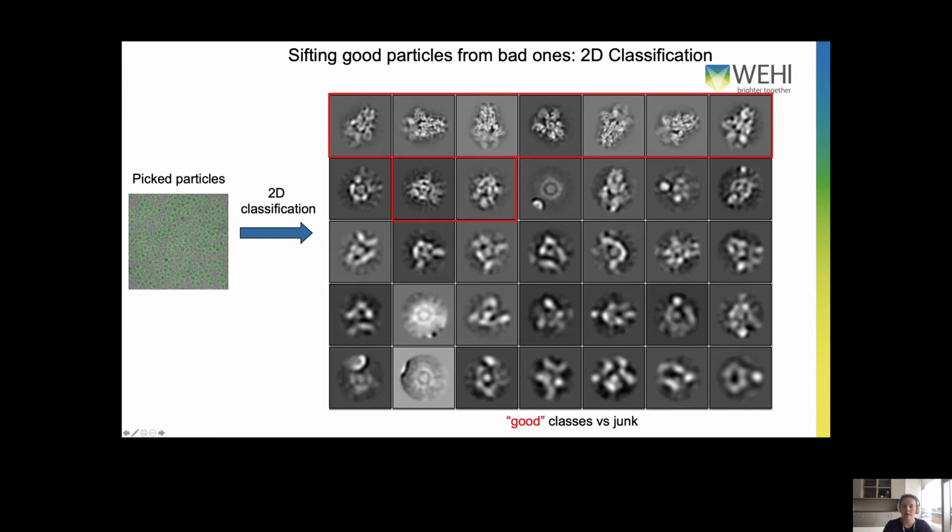The bad classes can arise from not very good picking. So when we picked, let's say, in carbon areas, or an area that didn't have any particles in, some particles in here could be broken, and something else could also go on. But in our good classes, what we're looking for usually is the presence of secondary structures, some recognizable features. In our case, we know that we're looking for something that looks a little bit like an ice cream cone, and that's what we see here. So we select the good classes and then continue to the next step, which would be creating a 3D volume.